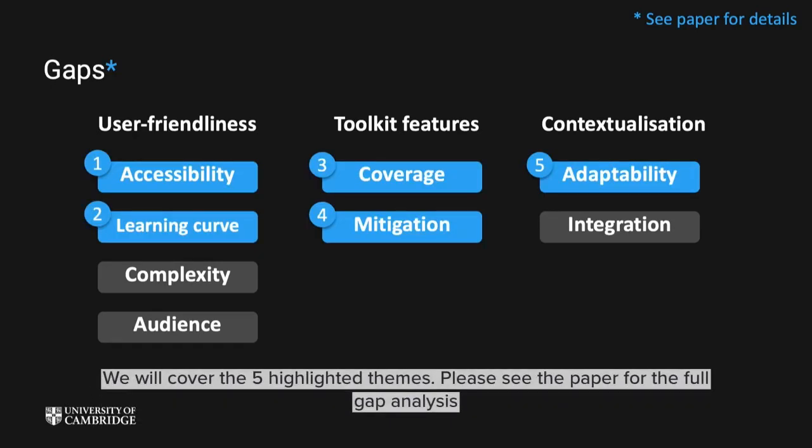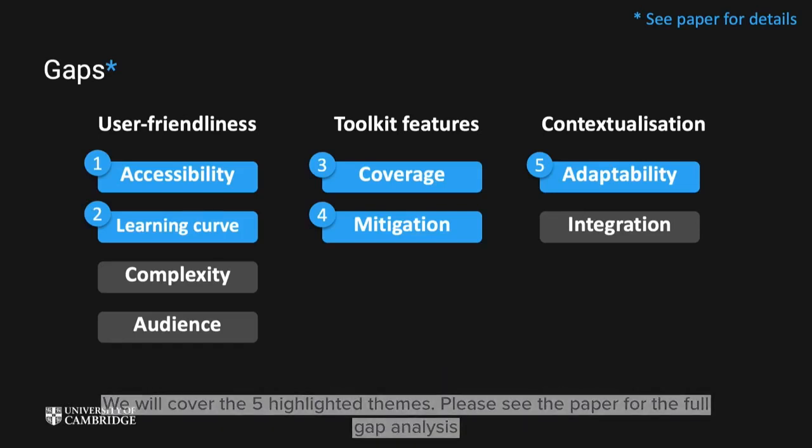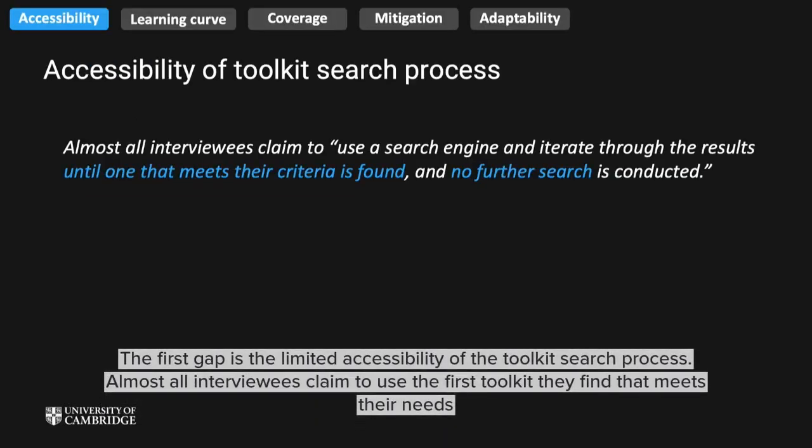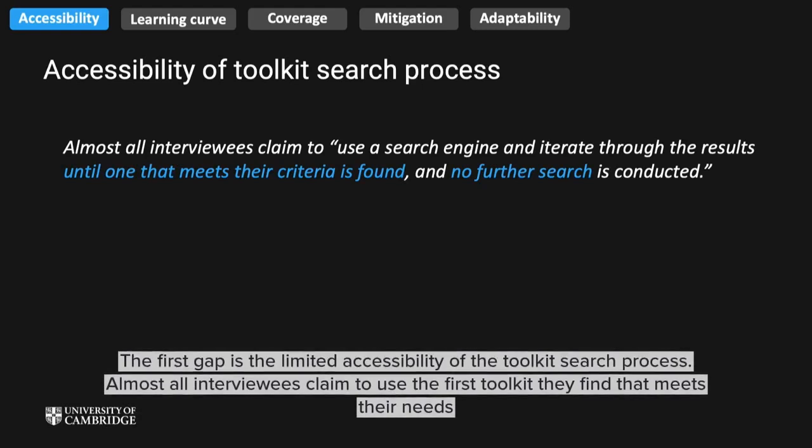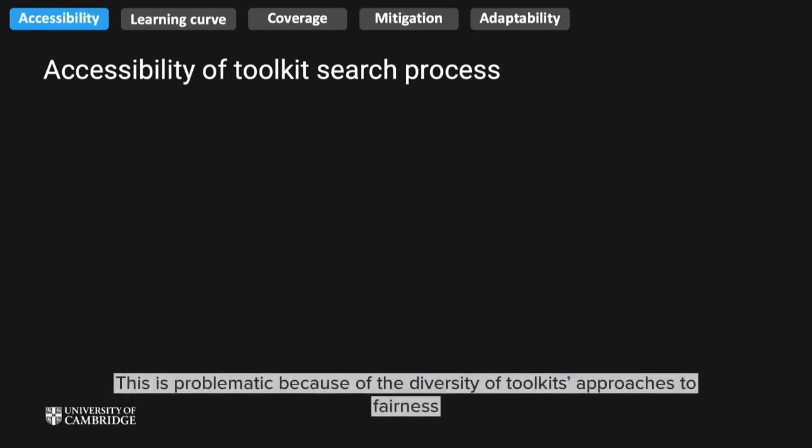We will cover the 5 highlighted themes. Please see the paper for the full gap analysis. The first gap is the limited accessibility of the toolkit search process. Almost all interviewees claim to use the first toolkit they find that meets their needs. This is problematic because of the diversity of toolkits' approaches to fairness.